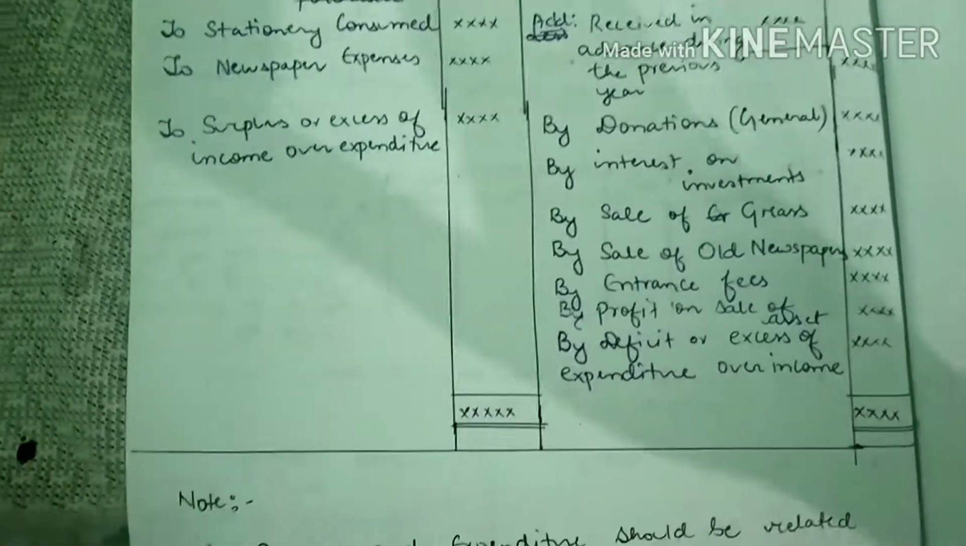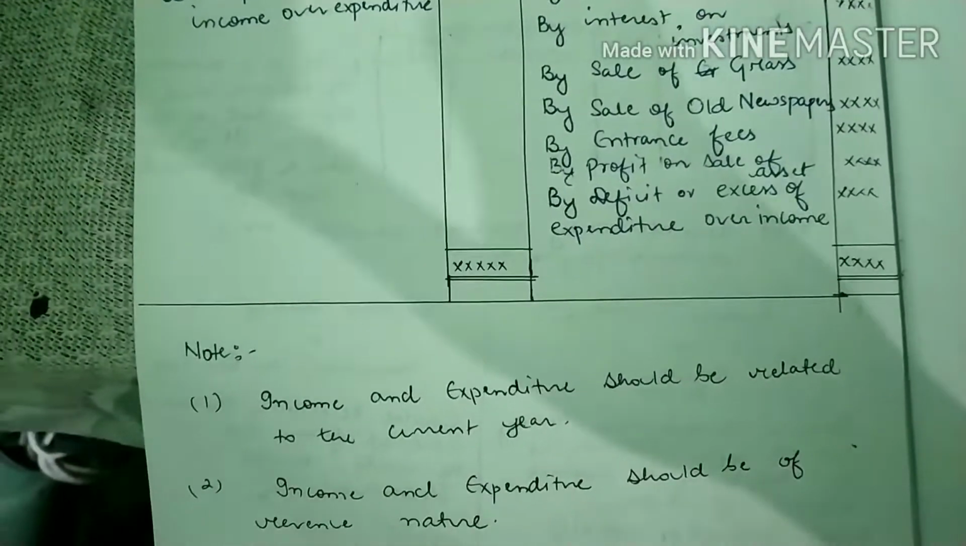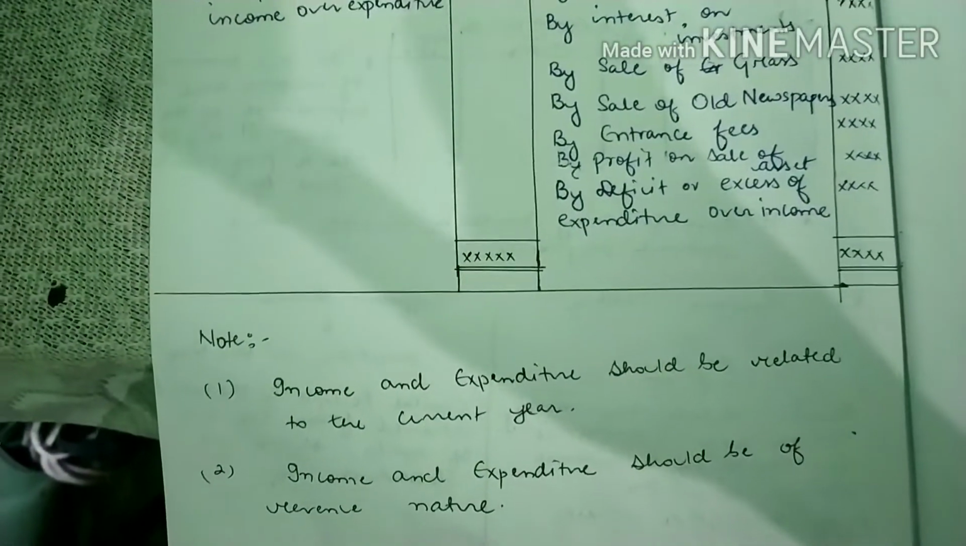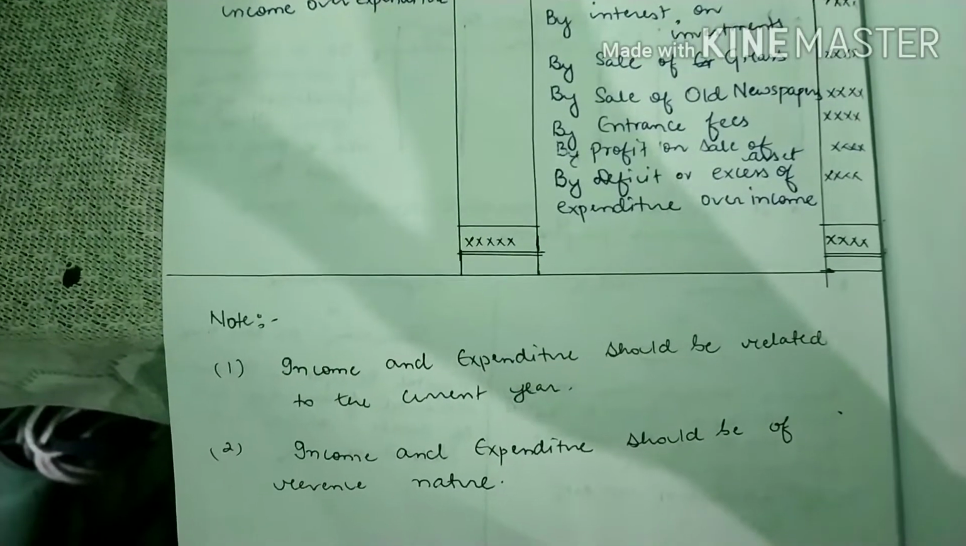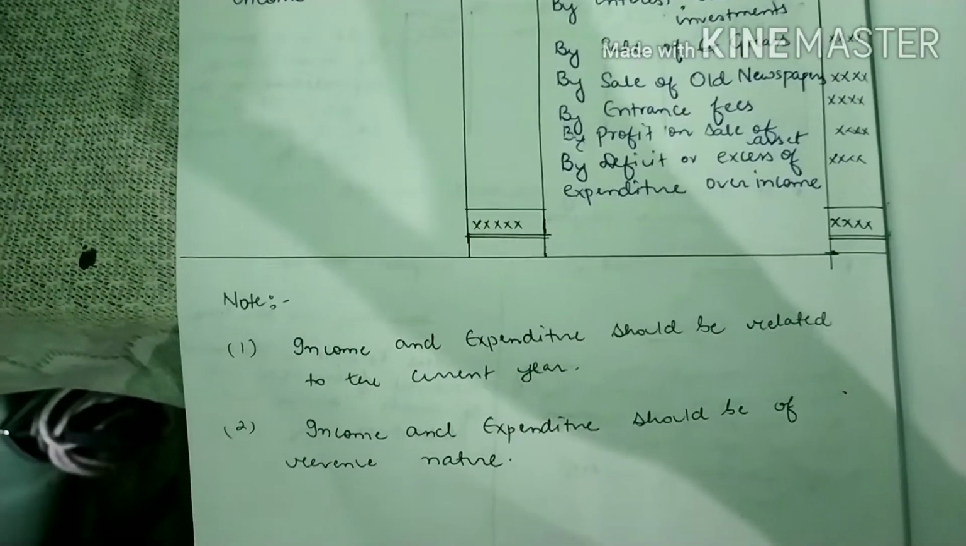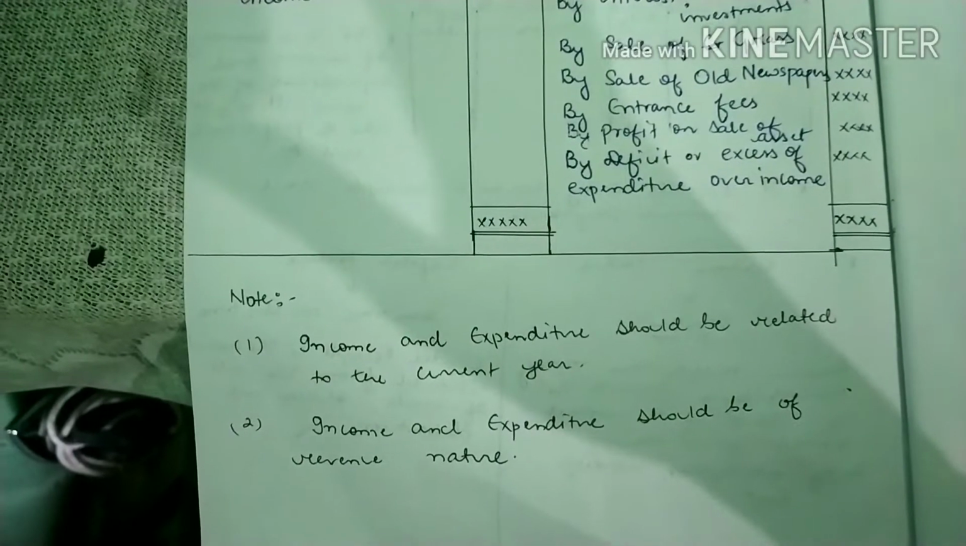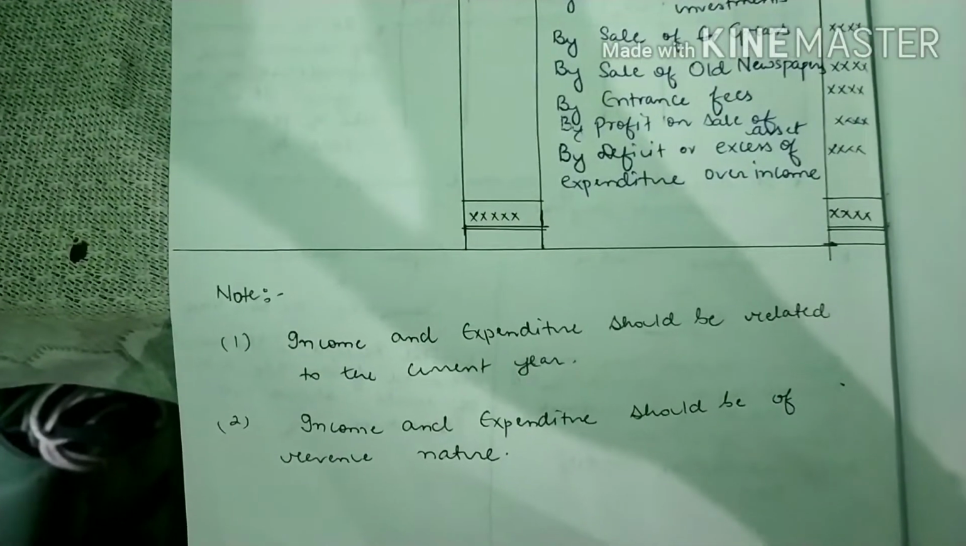And I had also told you that income and expenditure of the current year will be recorded. That is very important. And also the income and expenditures should be of revenue nature.